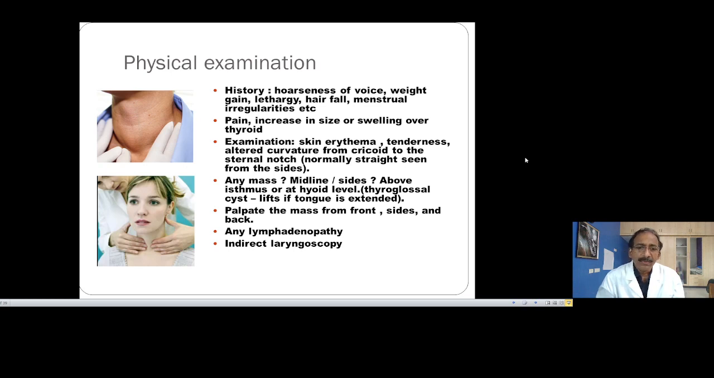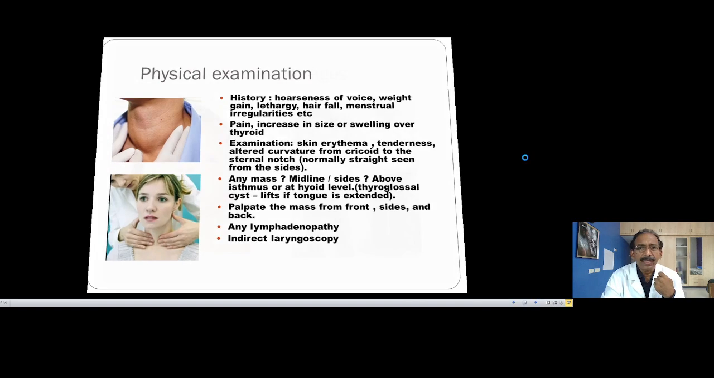Sometimes you may need to do indirect laryngoscopy, calling in the ENT colleagues to see the movement of the vocal cords. Suppose the thyroid gland is affected by malignancy, directly affecting the neck, or sometimes there can be infiltration into the recurrent laryngeal nerve.